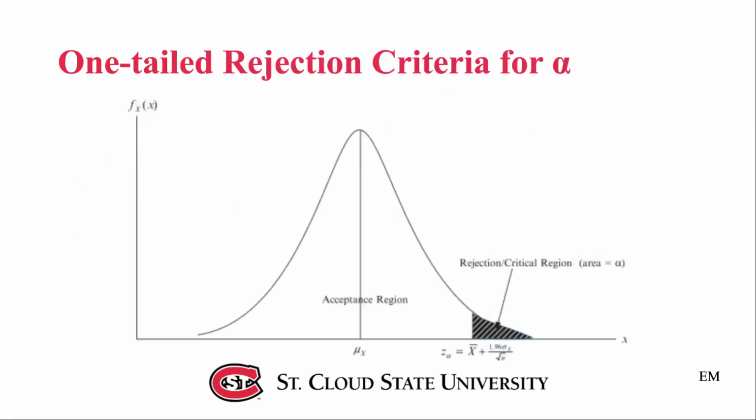Here is a graphical representation of how we use a one-tailed test to reject our null hypothesis for alpha. Over here, we have a bell-shaped curve where we have the acceptance region, which is the region of acceptance. And then we have either the left side or the right side. But for this graphical representation, we are using the left side as a rejection criteria. Now, I'm going to switch over to the board and tell you how we use this bell curve to reject our null hypothesis using our alpha.